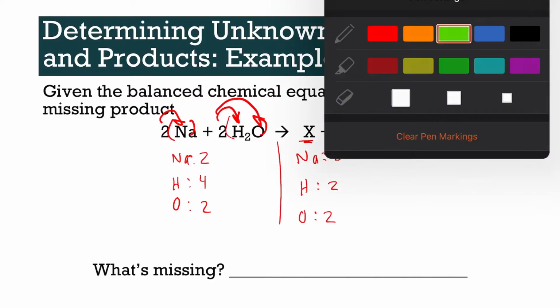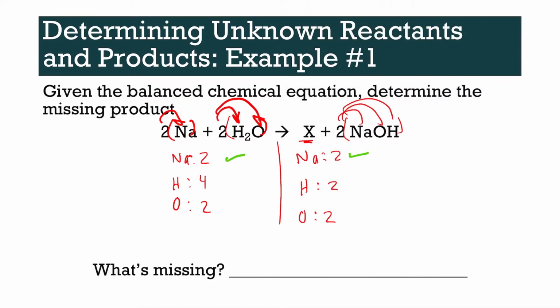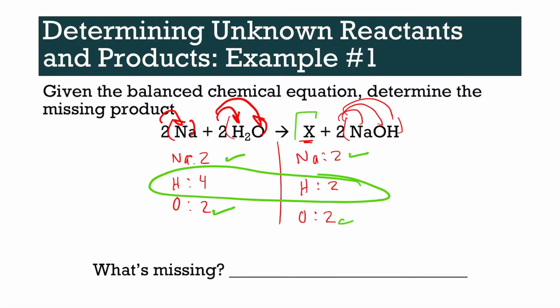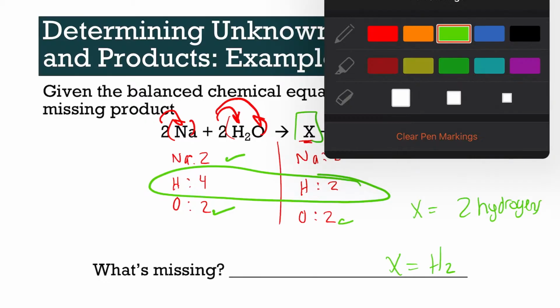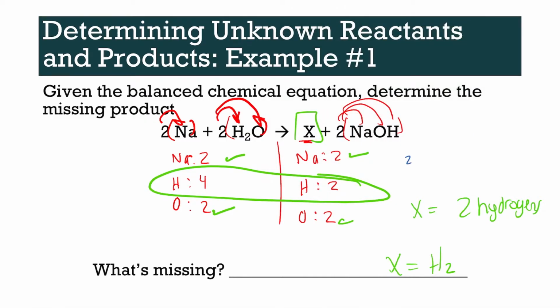So what are we missing here? Our Na's are good, our O's are good, but we're missing 2 hydrogens. So our x is equal to 2 hydrogens, and we say x is H2. If we plug H2 into our equation, 2Na plus 2H2O gives us H2 plus 2NaOH. So H2 is that missing piece.